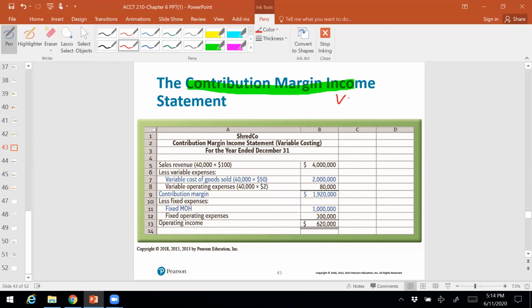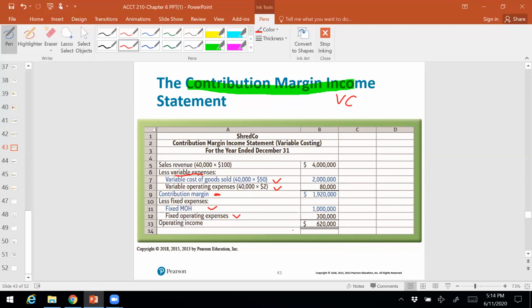When we use our contribution margin income statement, which is also our variable costing, we use sales revenue minus all the variable cost. Right now, we don't call it cost of goods sold, we just minus all the variable cost. We have a variable product cost and a variable operating cost, and we get our contribution margin. Then we minus fixed cost: fixed manufacturing overhead and fixed operating.